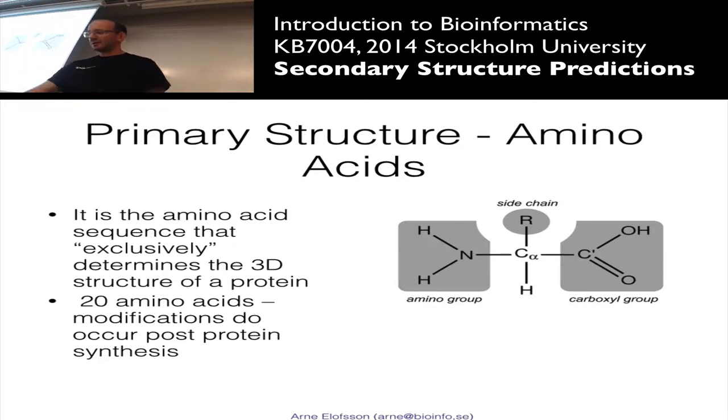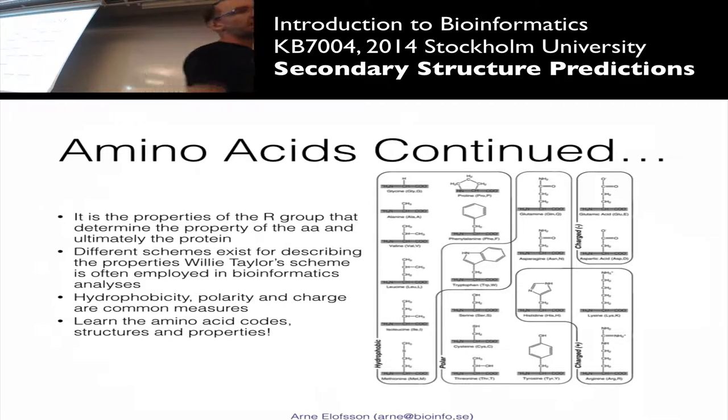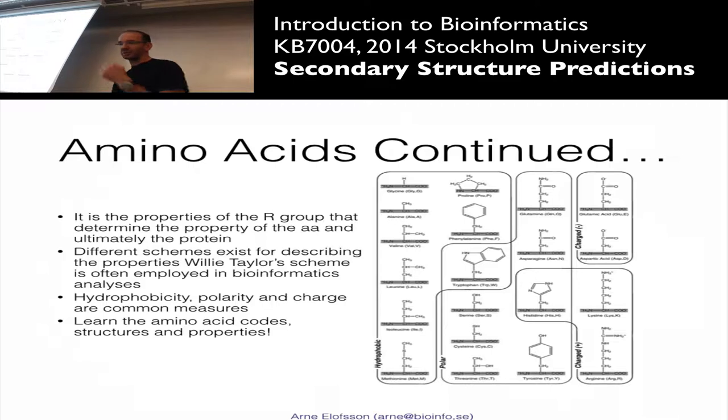And these can be grouped into different properties. You have all the 20 that look like that. Some are long, basically carbon groups, and some are round. Some are more hydrophobic, some are charged. So there are different properties of these. Basically, you can divide them by size, hydrophobicity, charge, polarity, etc. The order of these really determines the structure.